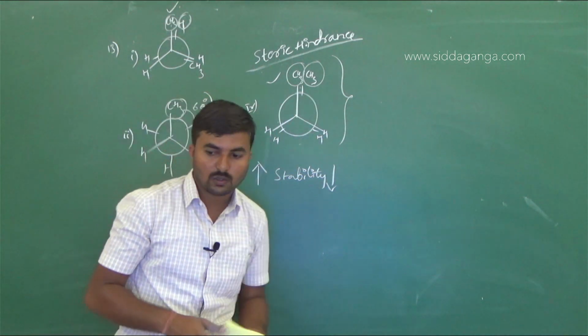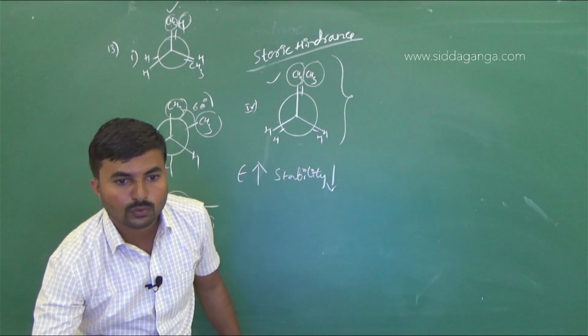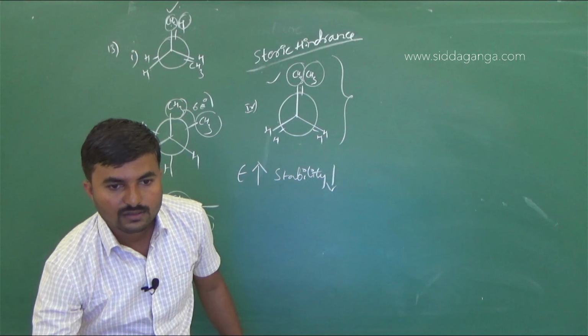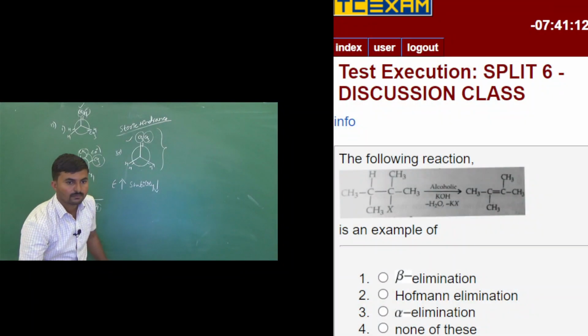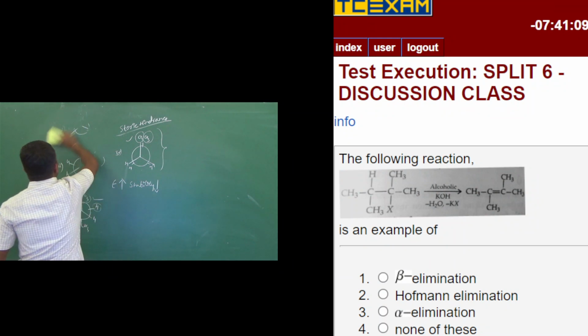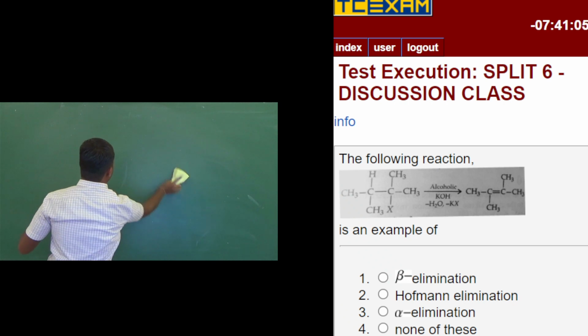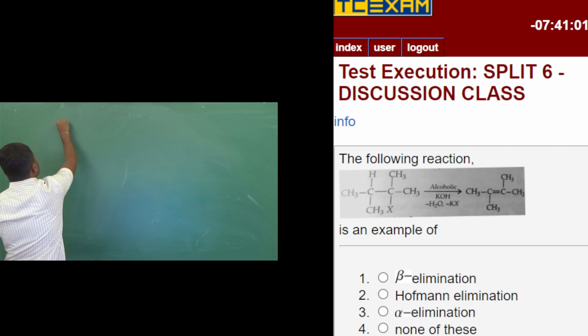So which is the correct option then? Option 4, the least stable butane conformation is option 4. Okay, so the next one. Question number 14.